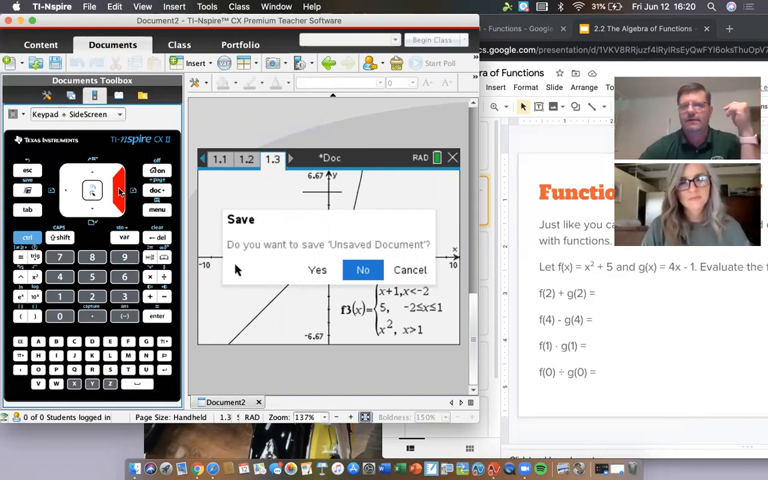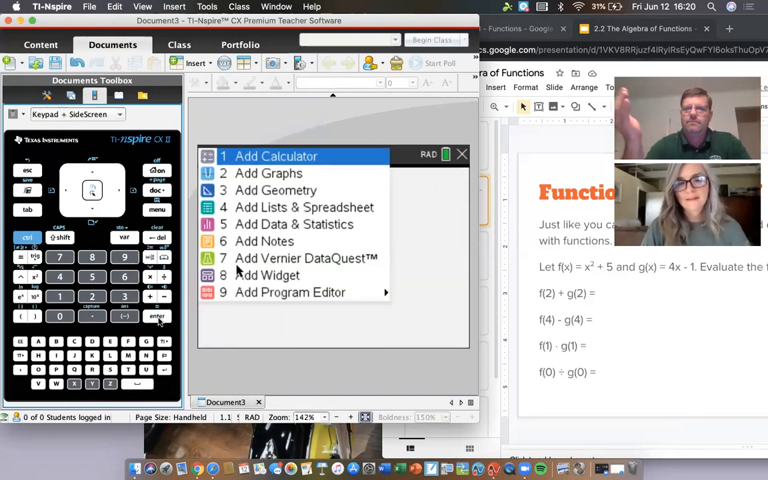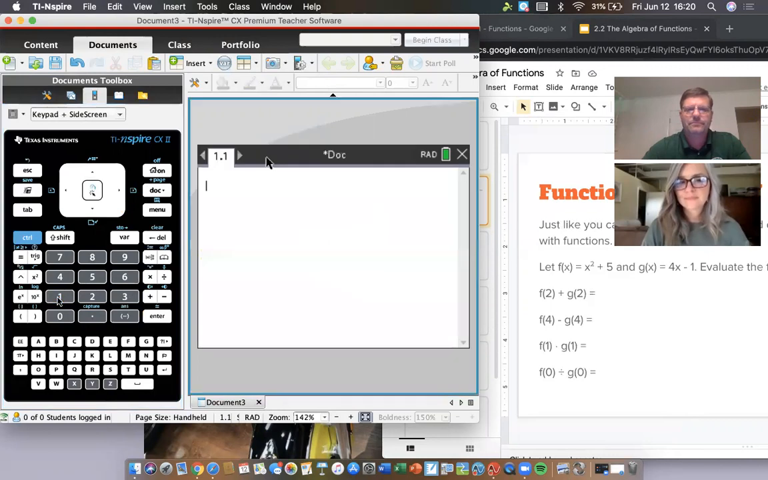Now, if I wanted to, you can save it on your calculator, but we'll talk about that on another day. So I'm going to choose this. Before we did graphs, now we're going to use the calculator as a calculator. Imagine that. So I'm going to choose number 1. And now I am on the home screen of the 84.